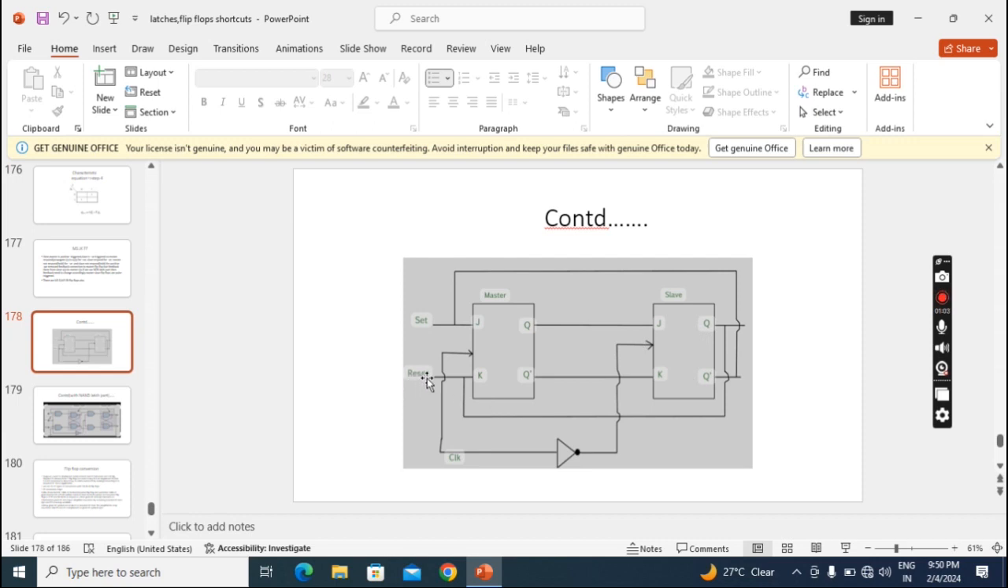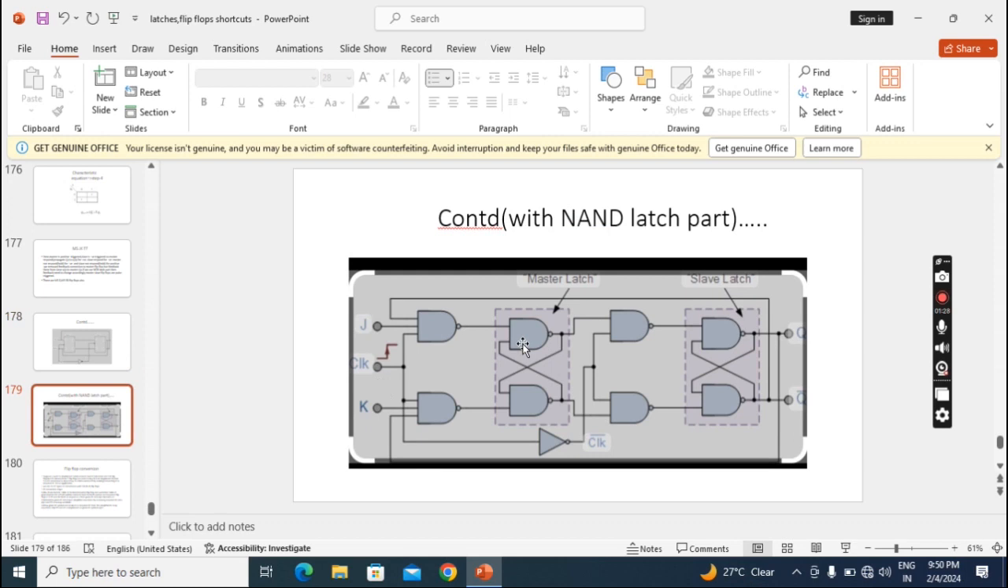Because we are giving the clock directly to the master, we give the positive clock, but the same clock we will give to the slave flip flop through the inverter, so it will become a negative triggered flip flop. And one more thing we have to observe here: for the master we removed the feedback, but there is a feedback from the slave output to the master input, that you have to observe.